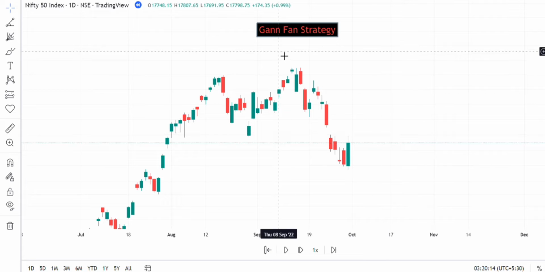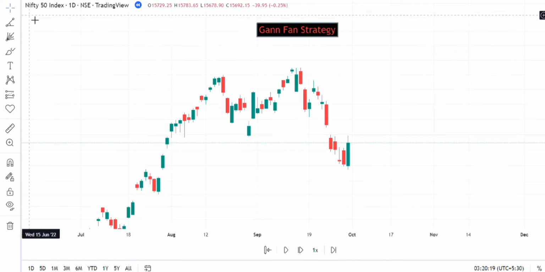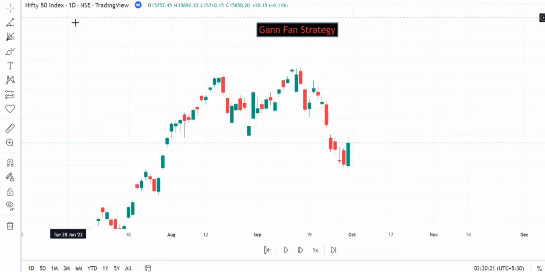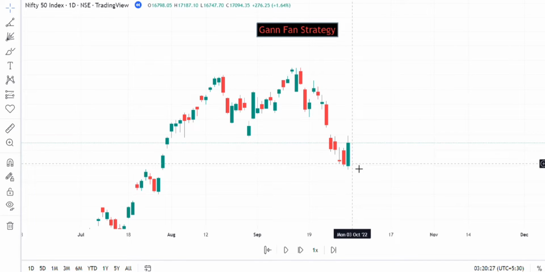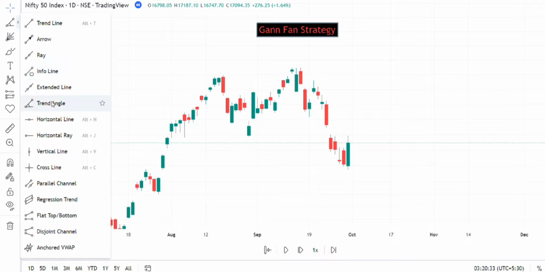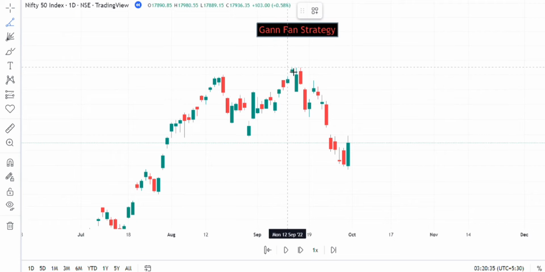We'll start with the Gann fan strategy. Take any chart. For example, we have taken the chart of the Nifty 50 index. Then find a significant high point and a significant low point. Our significant high point is here and our significant low point is here. Now go to the trend line tools, select the trend angle option and draw a 45-degree angle line at the significant high point.